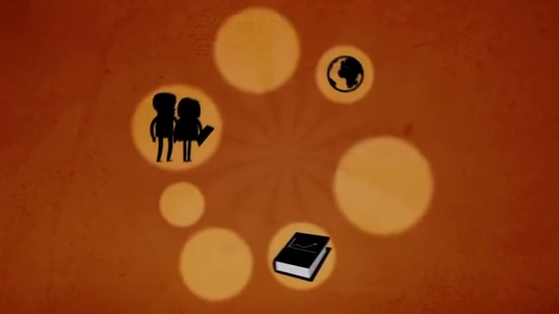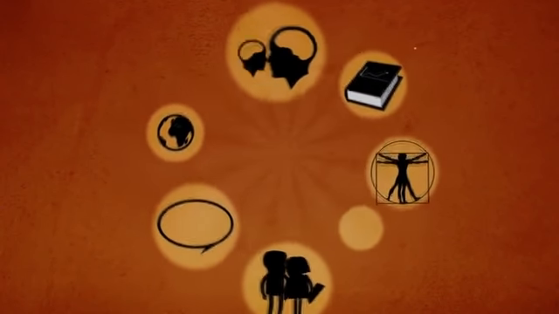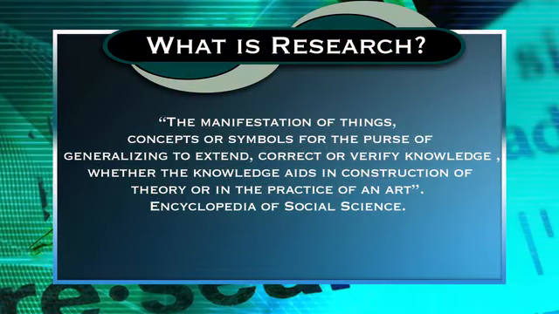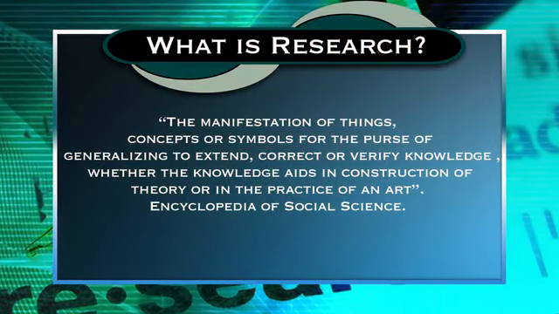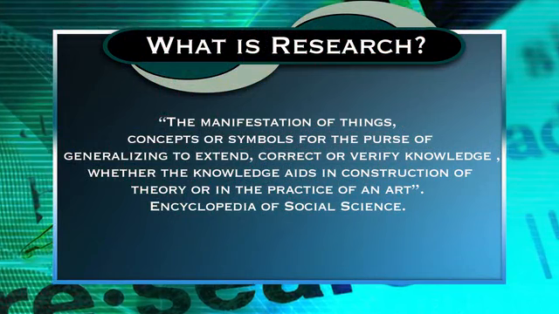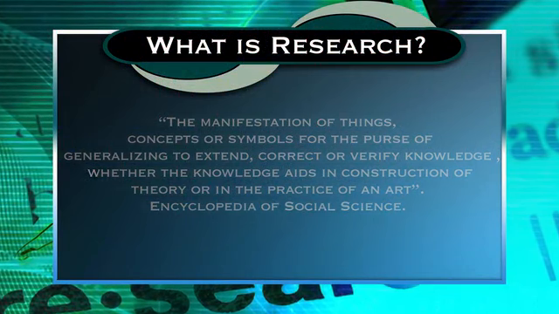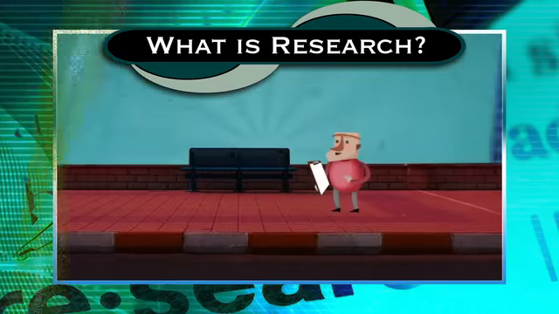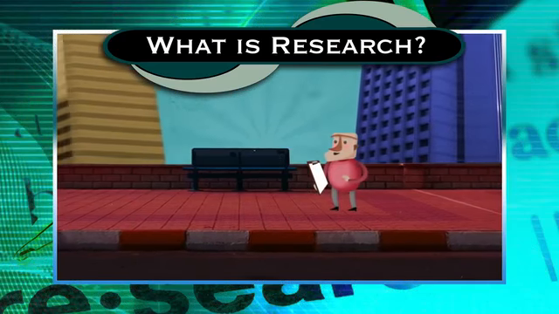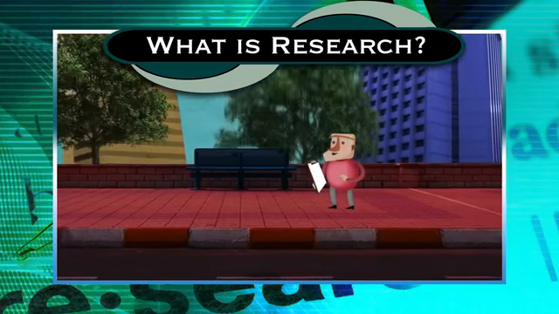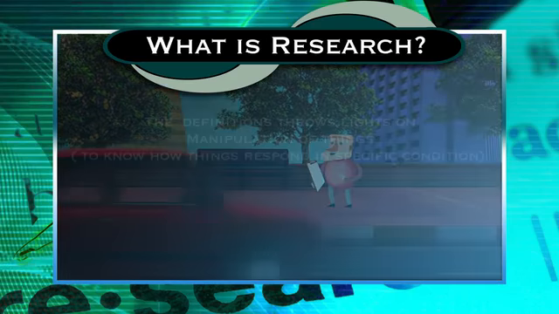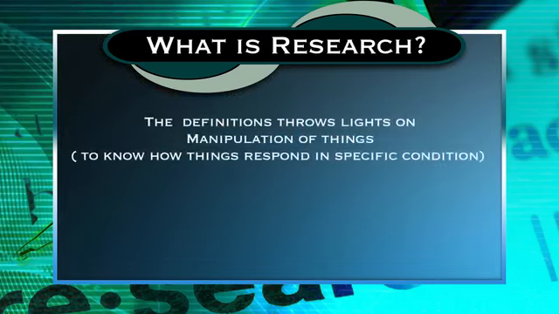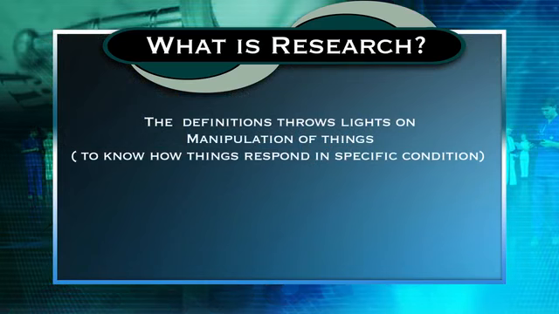According to the Encyclopedia of Social Science, research is the manipulation of things, concepts or symbols for the purpose of generalization, to extend, correct or verify knowledge, whether that knowledge aids in the construction of theory or in the practice of an art. That means, through research, we expect that new knowledge will be generated and generalized so that general problems can be solved. Thus, from the definitions we have discussed so far, we can conclude that research throws light on manipulation of things, that is, to know how things respond to a specific condition.